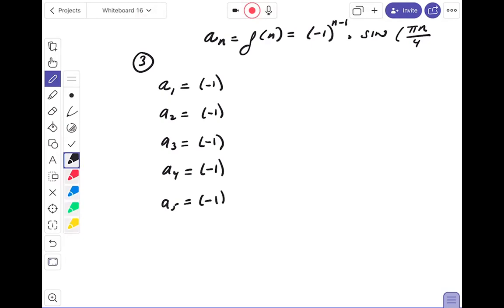Well, if I start at the beginning, which is at 1, 1 minus 1 is 0, right? This would become 2 minus 1 is 1. 3 minus 1 is 2. 4 minus 1 is 3. And 5 minus 1 is 4.